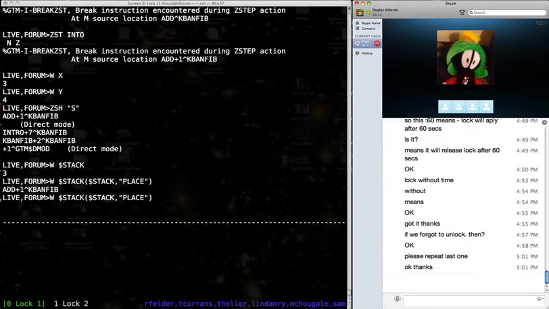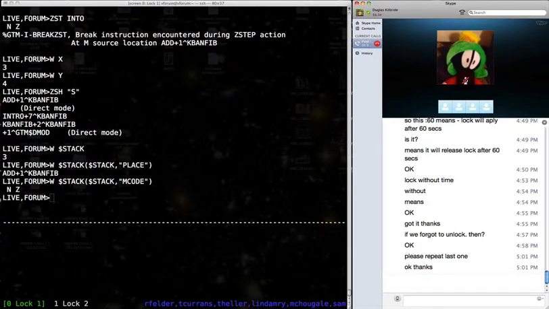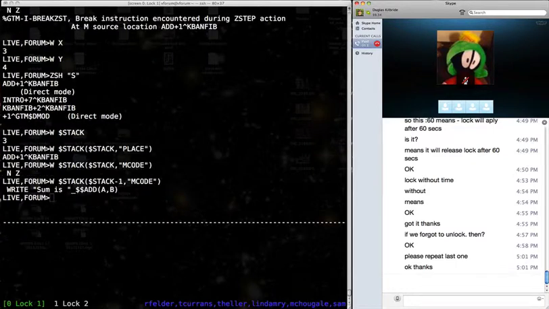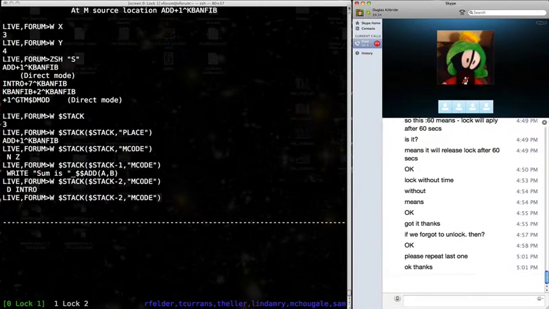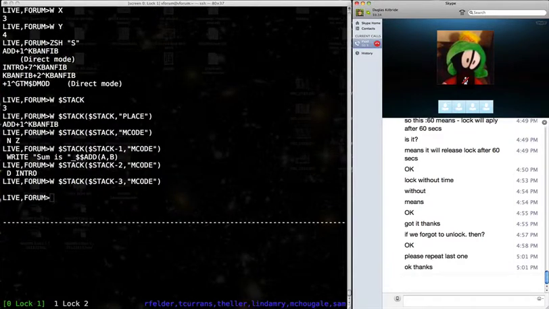$STACK as a variable could also be an intrinsic function, and you pass it $STACK(place) and MCODE, and it tells you what the code is and what your place was. So if you want to go below, you could start with the level below, and you could see PLACE, MCODE, and you could do -2. And $STACK(-3) does not exist because that's going to give us $STACK(0).